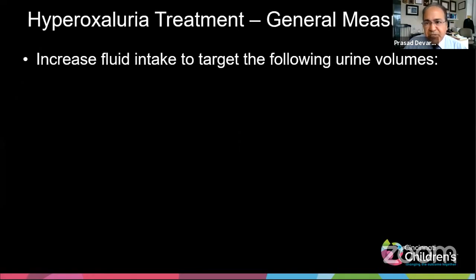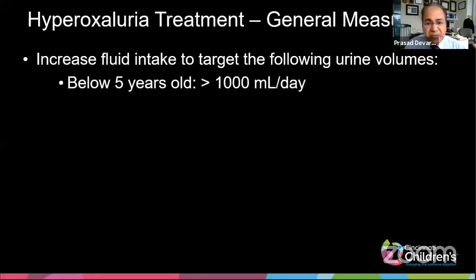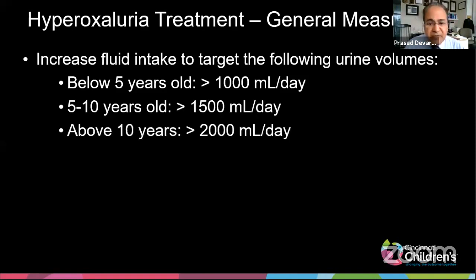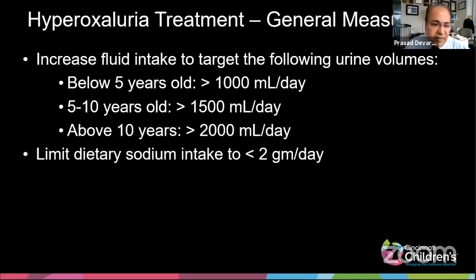So how do we treat these patients with hyperoxaluria? Number one is flood them with fluid, flush out all those crystals. Those crystals are getting deposited in the tubules. They're causing mayhem and havoc. Try to flush them out. And this is the guideline we give our patients: under 5 years, 1 liter per day, 5 to 10 years, 1.5 liters per day, and above 10 years, 2 liters per day is the minimum fluid intake.